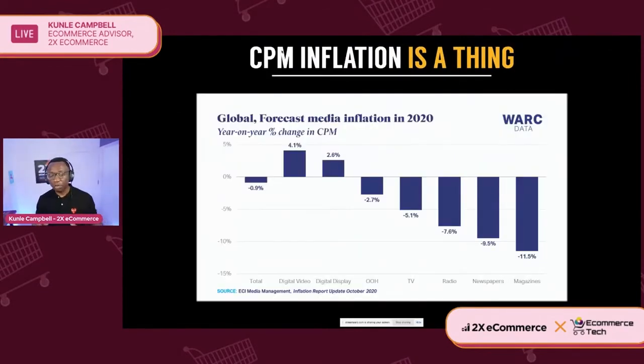Now, another thing to bear in mind is, as much as we're having CPM inflation in digital, CPM is actually going down in offline, so in outdoor and magazines, and you can understand because distribution is becoming challenging. But there is an arbitrage opportunity longer term.